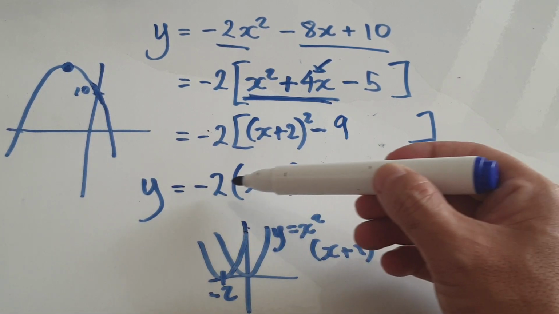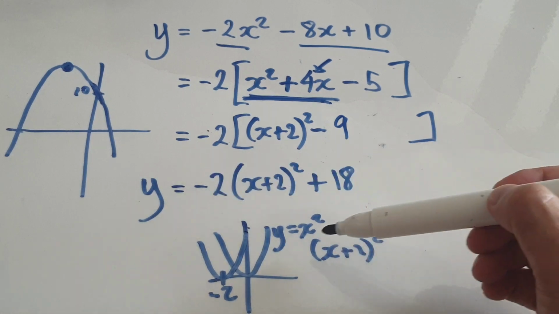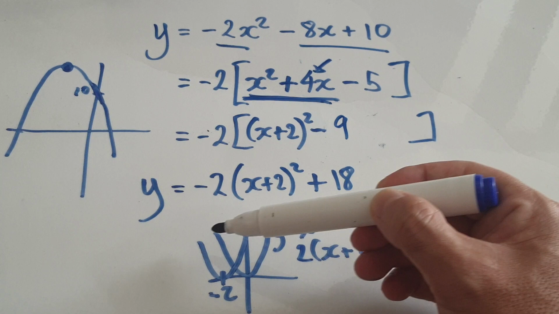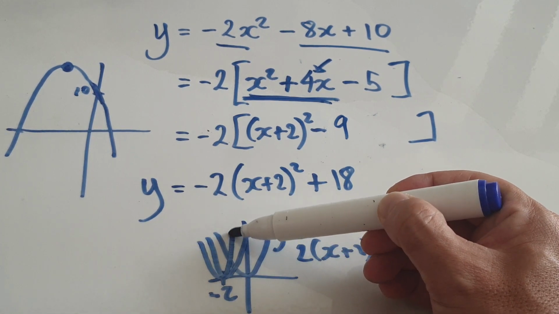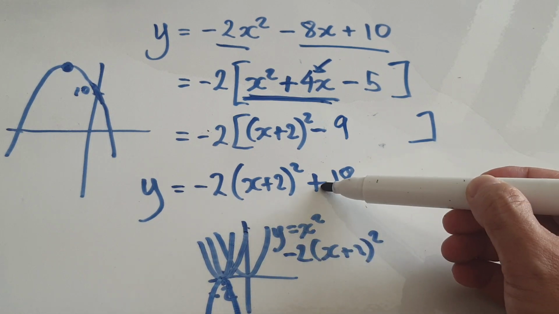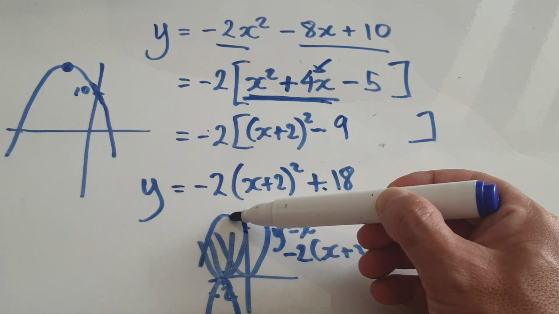And then when you stick a -2 in front of it, the 2 in front would make it steeper, a negative would turn it upside down, and then you move it up by 18.